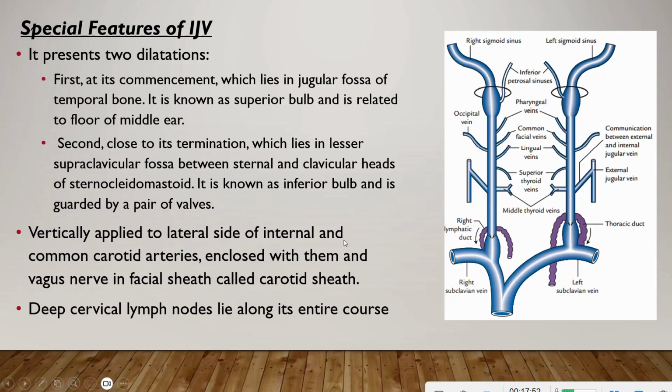It is vertically applied to the lateral side of the internal and common carotid arteries, enclosed within the carotid sheath. Here, within the carotid sheath, the internal jugular vein is along with the common carotid and internal carotid artery and the last four cranial nerves. Deep cervical lymph nodes also lie along its course. Remember the upper deep cervical, jugulodigastric, and lower deep cervical, jugulo-omohyoid nodes.